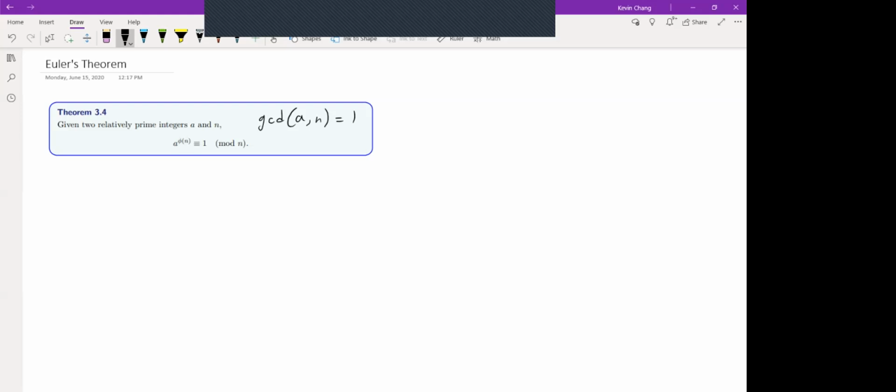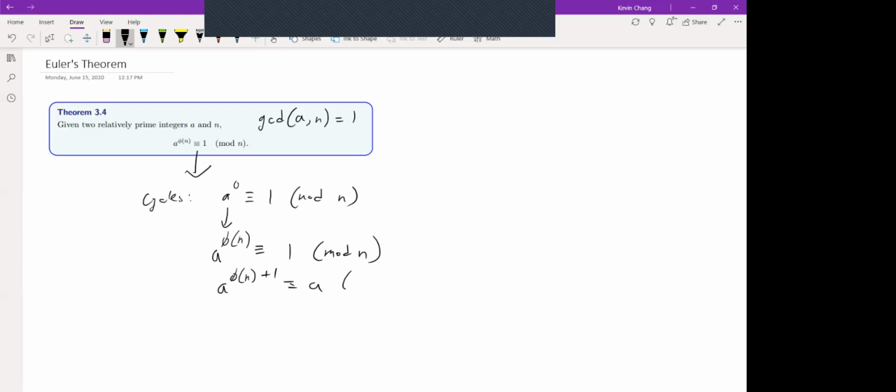And so this is useful because when we were talking about cycles earlier, remember with the 2, we had to experiment to find what the cycle was. But over here, we can clearly see that from a to the 0 being congruent to 1 mod n, this cycles immediately at a to the phi of n being congruent to 1 mod n. And so the next, we know that a to the phi of n plus 1 is going to be congruent to a mod n. And so we immediately see that the cycle of length phi does exist.